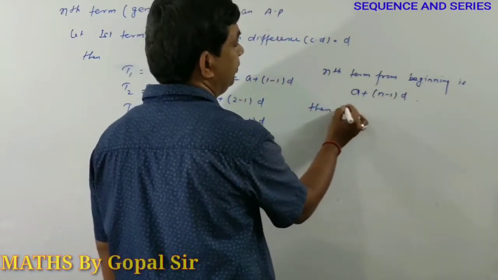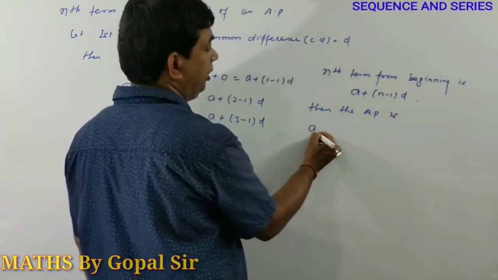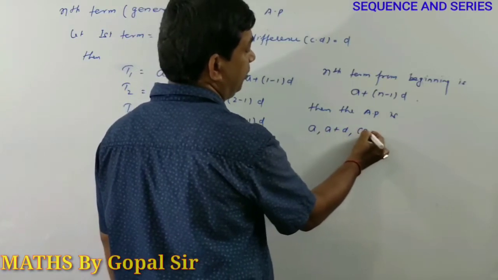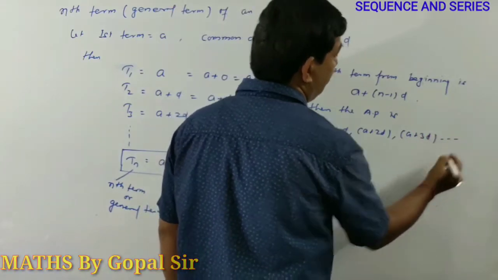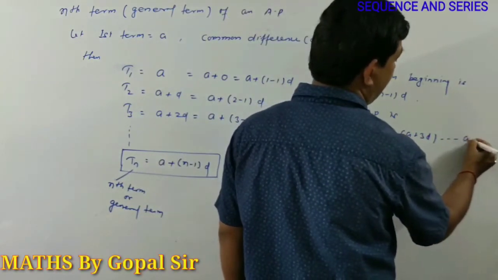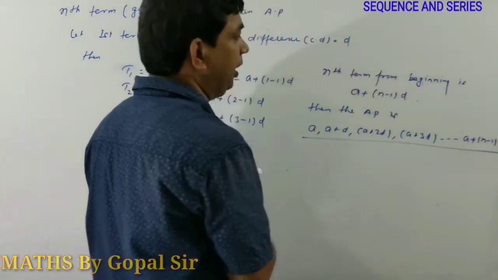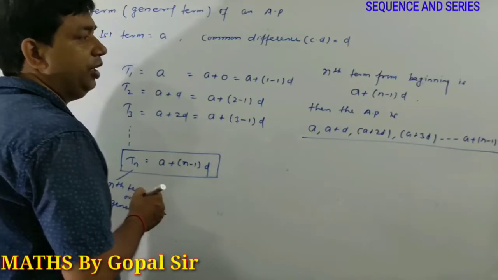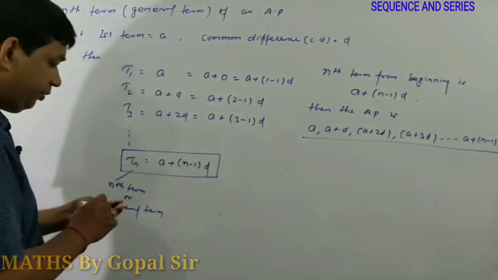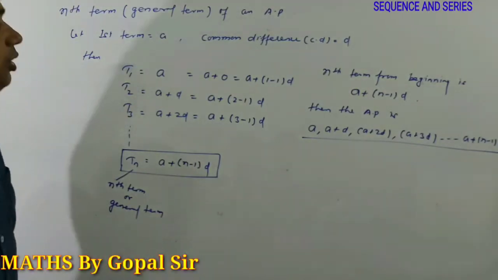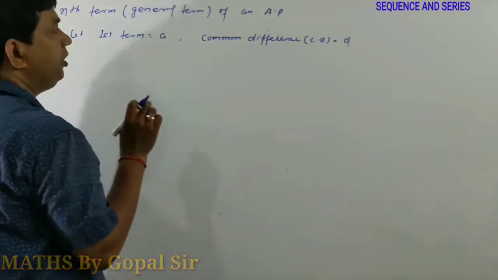Then the AP is a, a plus d, a plus 2d, a plus 3d. In this way if you move on, the last term, that is the nth term, is a plus (n minus 1) into d. So this is the nth term of the AP: a plus (n minus 1) into d. Now next we go through the nth term from last, since this was the nth term from the beginning.